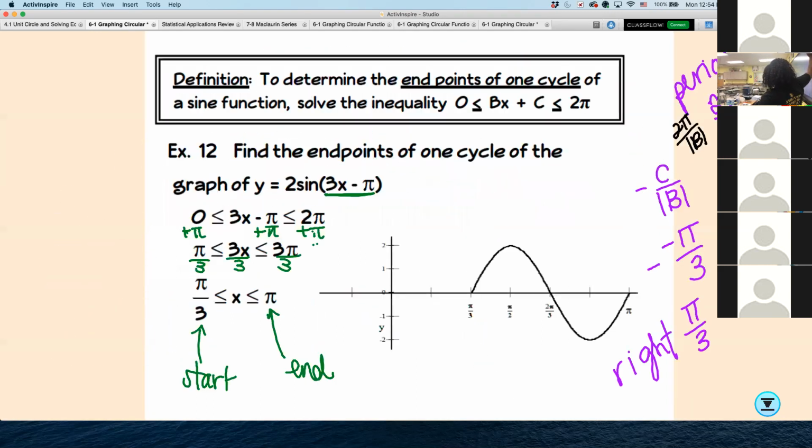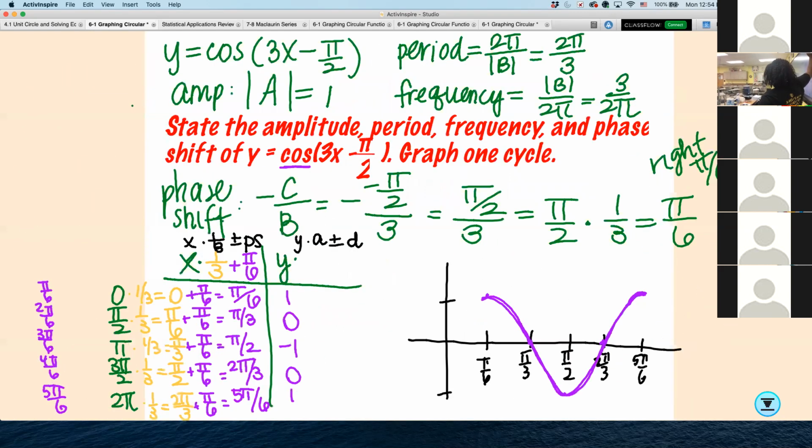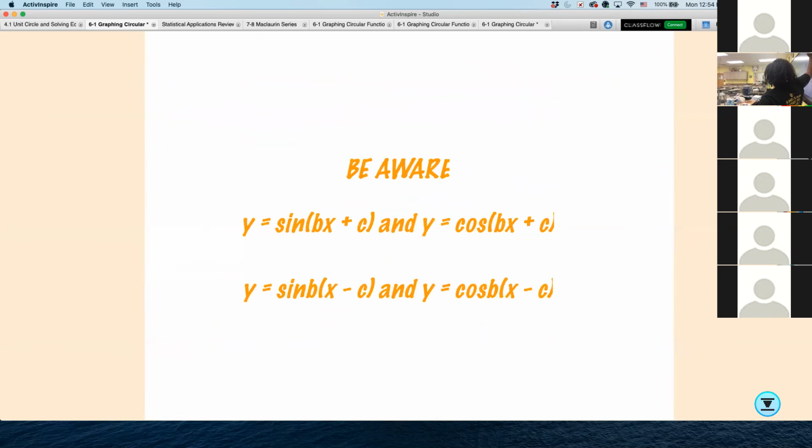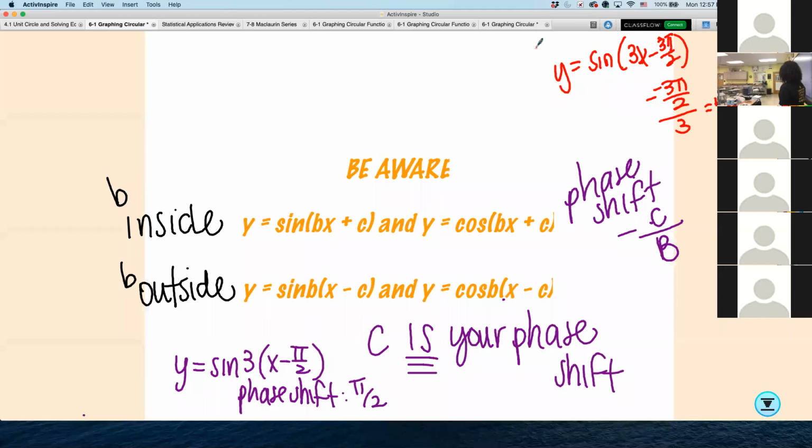So everybody got it? It's a lot once you put it all together. Leave that up for a second, make sure everybody's good. And then we'll do one more.